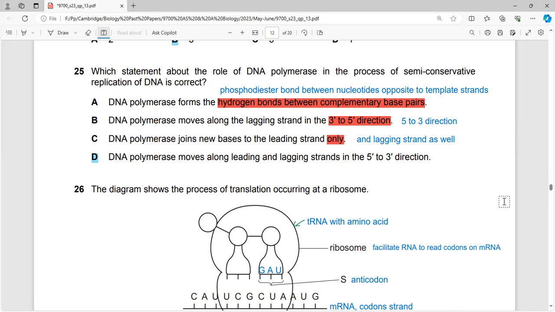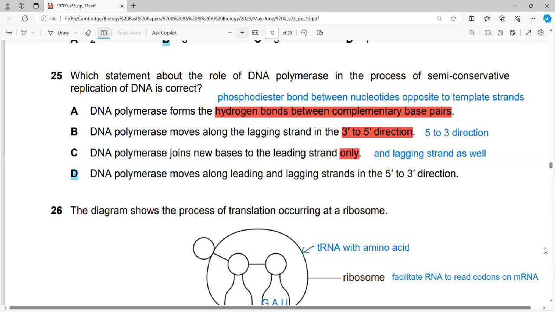Which statement about the role of the DNA polymerase enzyme in the process of semi-conservative replication of DNA is correct? So what is semi-conservative replication? The double strand of DNA will split into single strands, and every strand provides a template strand, and the nucleotides arrange according to complementary base pairing. When the new DNA forms, half belongs to the parent strand and half consists of newly synthesized DNA strand. So that's why this is called semi-conservative replication. On the basis of this information, we're going to see which statement is correct here.